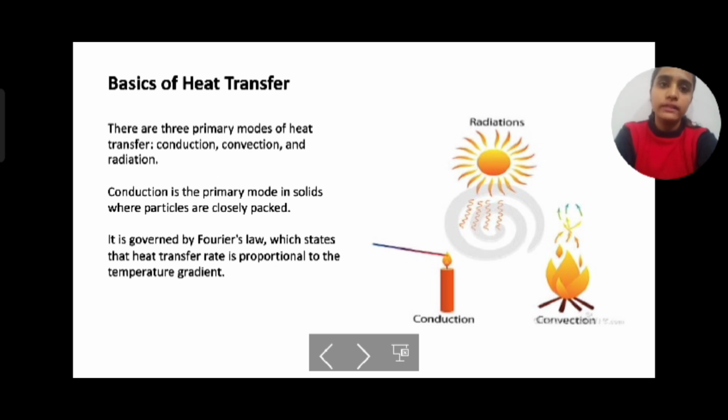Basics of heat transfer. There are three primary modes of heat transfer: conduction, convection, and radiation. Conduction is the primary mode in solids where particles are closely packed. It is governed by Fourier's law, which states that heat transfer rate is proportional to the temperature gradient.